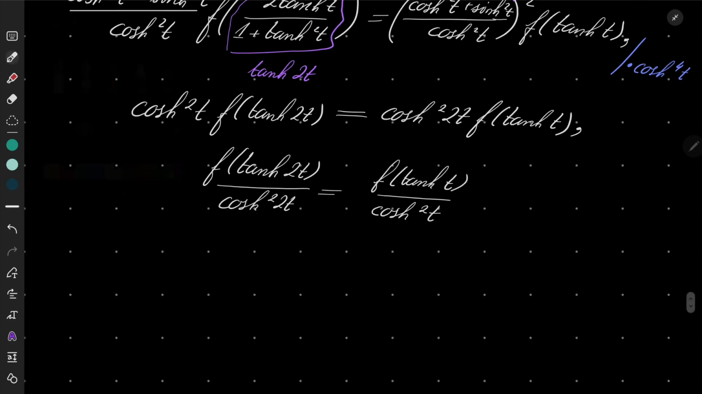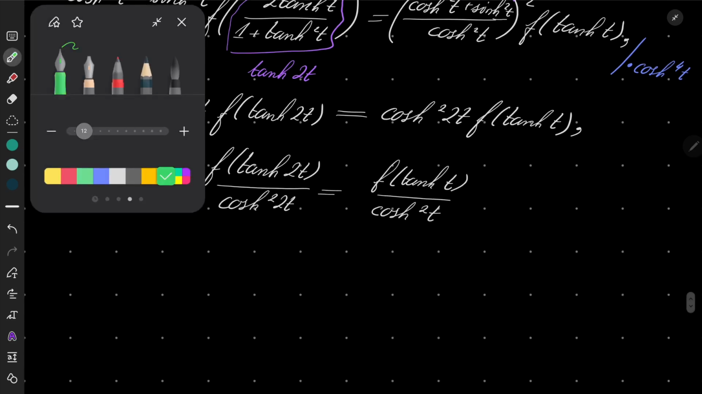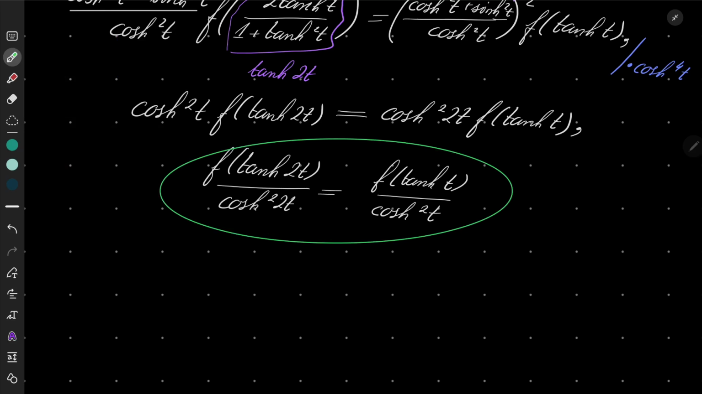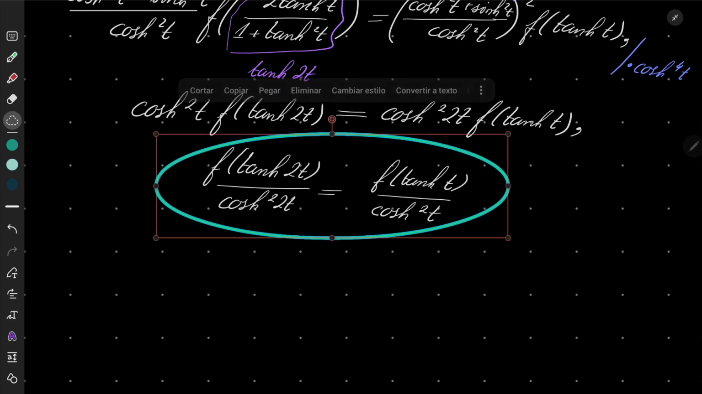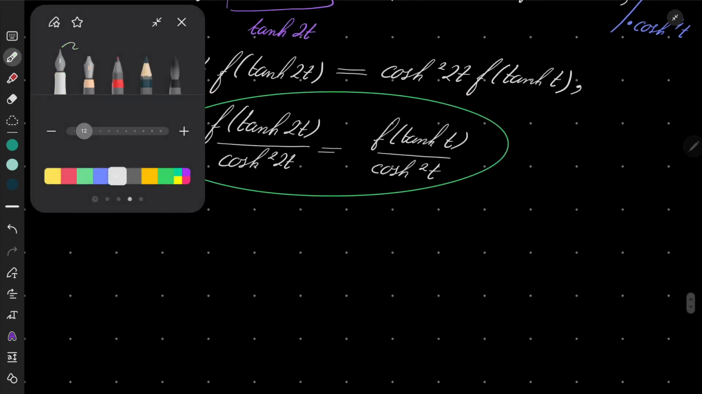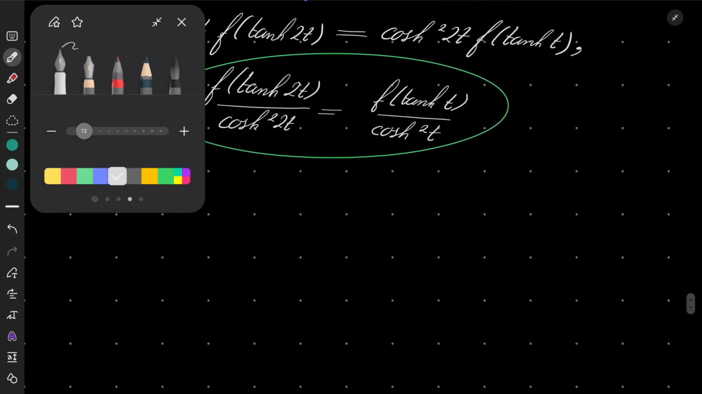Okay. So in fact, my functional equation is equivalent to this. Notice also that division or multiplication by hyperbolic cosine is legal because hyperbolic cosine is always a positive number. Okay, very well. And now I suggest that we define a new function.